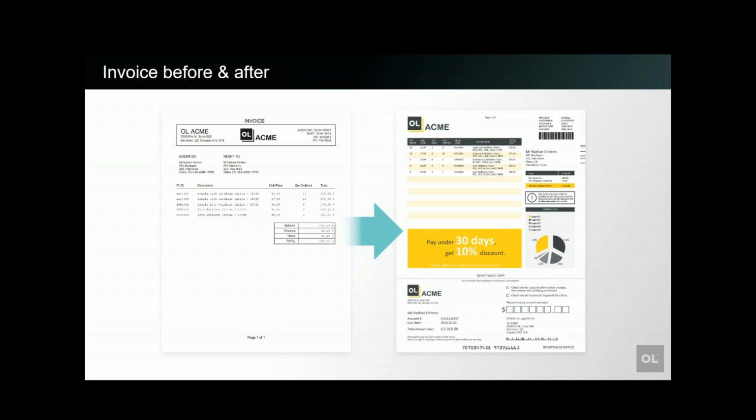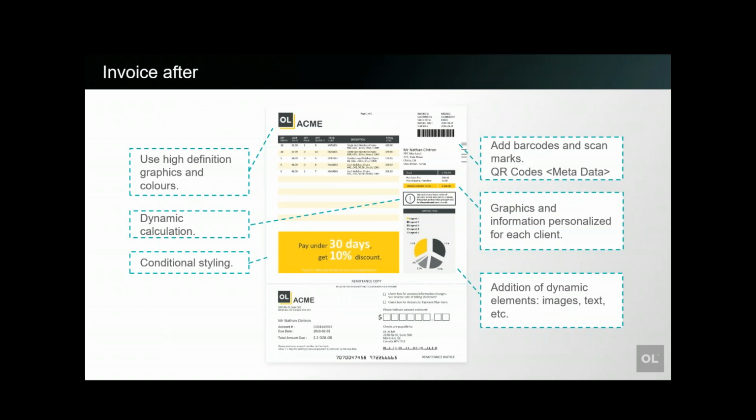OL Connect. This particular case is for the invoice, but it can be used for delivery notes, packing lists, pick lists, loading documents, any kind of internal or outgoing document which later on needs to be signed or scanned or transferred to a different kind of system. On the top right side, you can see added barcodes and scan marks, which are quite useful for scanning later on.